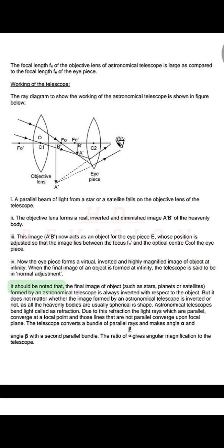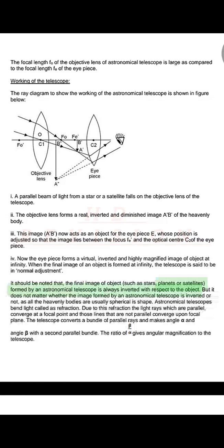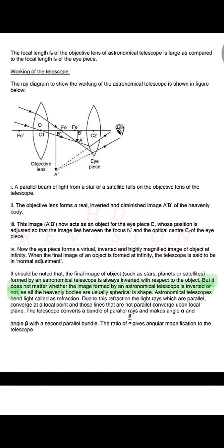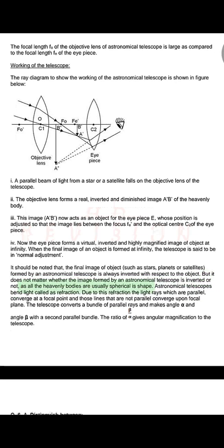It should be noted that the final image of an object, such as stars, planets or satellites, formed by an astronomical telescope is always inverted with respect to the object. But it does not matter whether the image formed by an astronomical telescope is inverted or not, as all the heavenly bodies are usually spherical in shape.